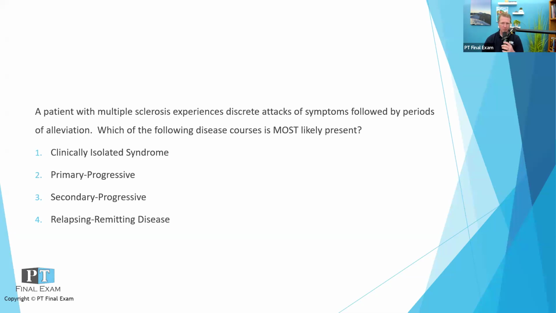All right, just a few more moments. All right, so a patient with multiple sclerosis experiences discrete attacks of symptoms followed by periods of alleviation. Which of the following disease courses is most likely present? So a little bit of a level 1, maybe level 2 question here about MS, and you're trying to describe a discrete attack of symptoms followed by periods of alleviation. So therefore, which of the following disease courses is most likely present?